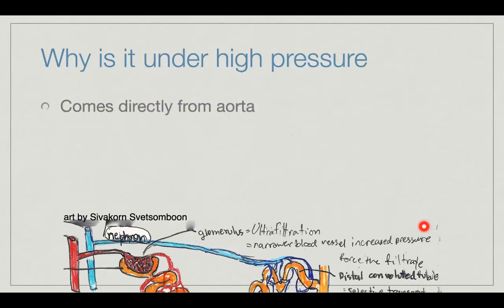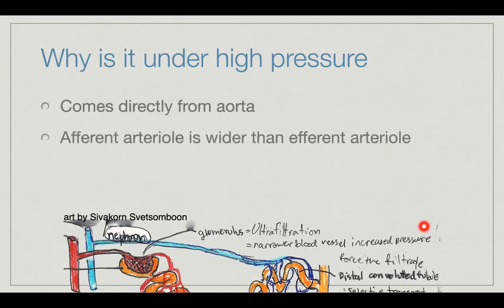So why it's under a high amount of pressure, number one, like I said, it comes directly from the aorta. Remember, 25% of the blood that goes from the heart goes straight to the kidneys. So imagine all the pressure that it takes for the rest of the 75% of your blood to go to the liver, also to the heart itself, but also to the rest of the body, all the way around the body, and then back to your heart. The blood that goes to your kidneys goes straight from the aorta.